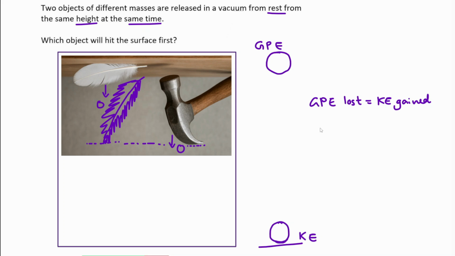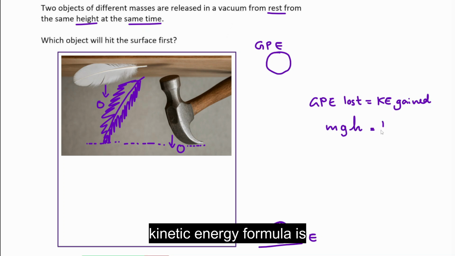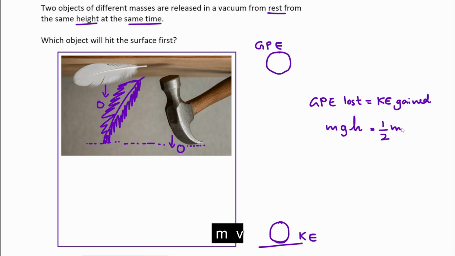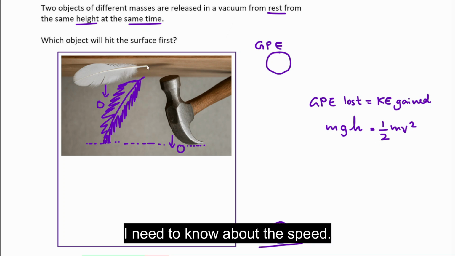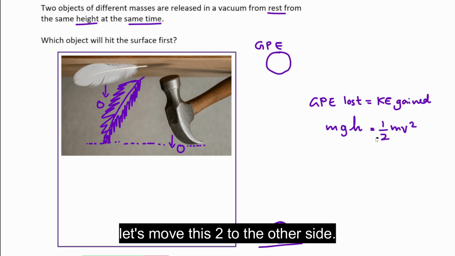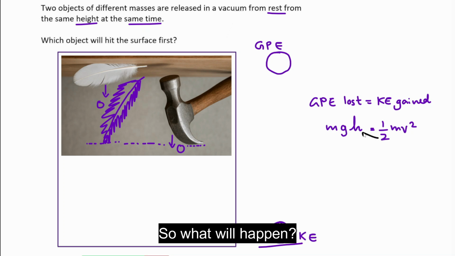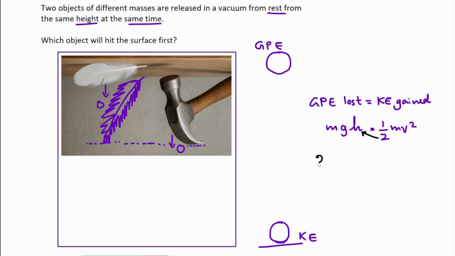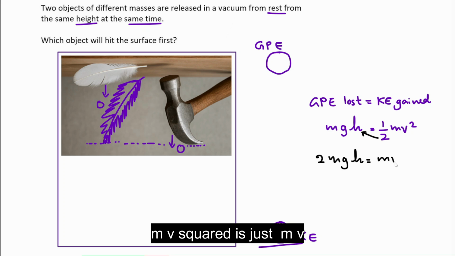Now let's write the formula. We know GPE's formula is mgh, which is equal to the kinetic energy formula, half mv squared. Now I need to know about the speed. Let's move this 2 to the other side. So what will happen? 2mgh is equal to 1 mv squared, which is just mv squared.